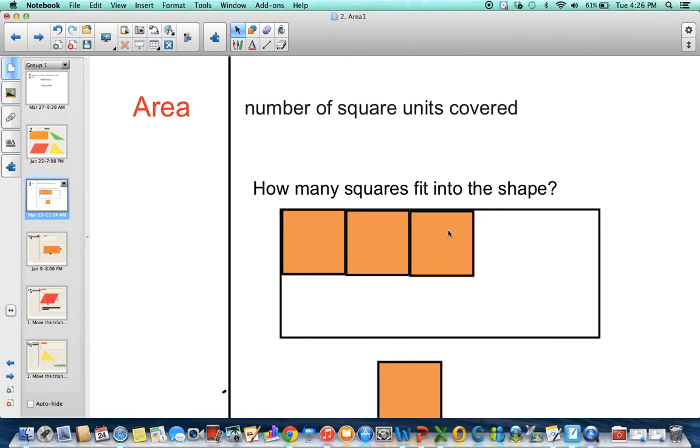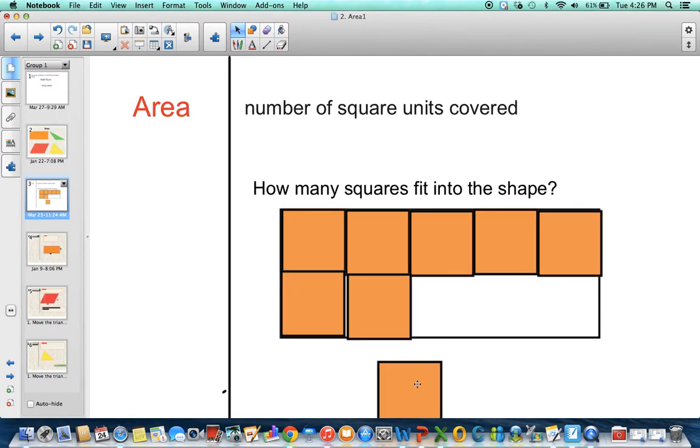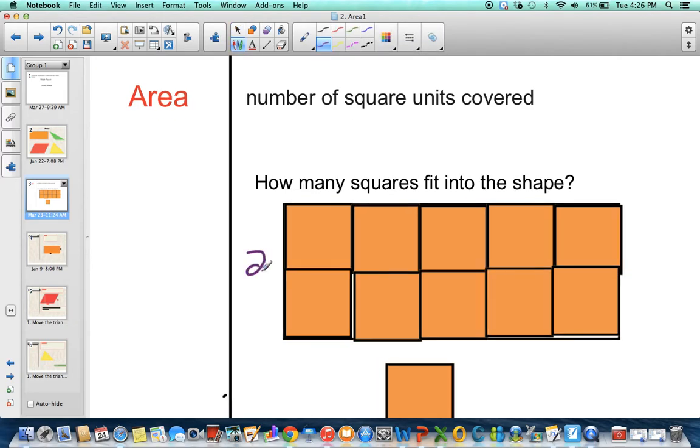And in this case, as I fit the squares in, I can get 5 across and 2 rows. So I end up with 2 going this way and 5 going this way. And 2 times 5 is 10. So I end up with 10 squares.